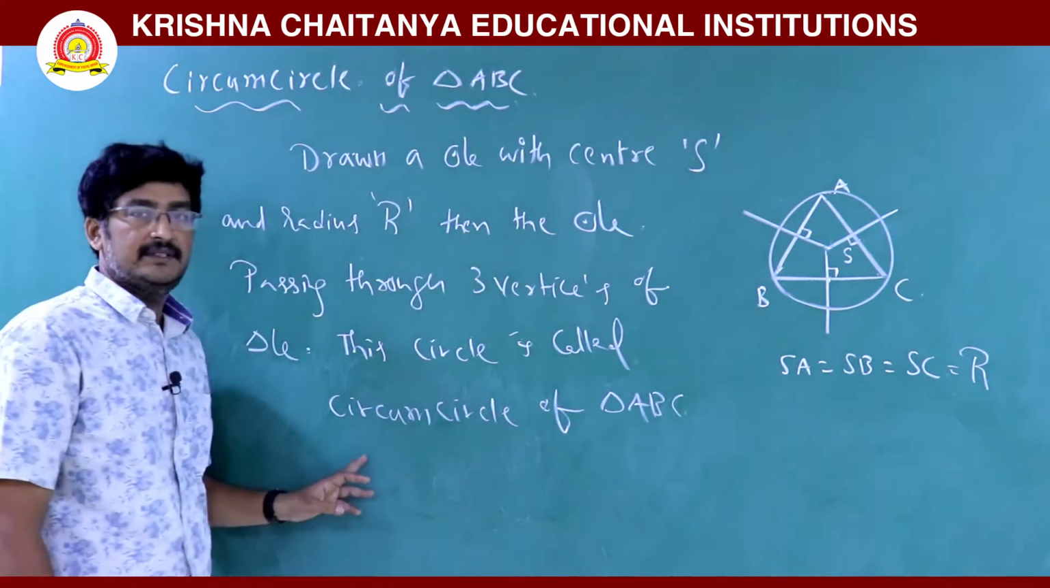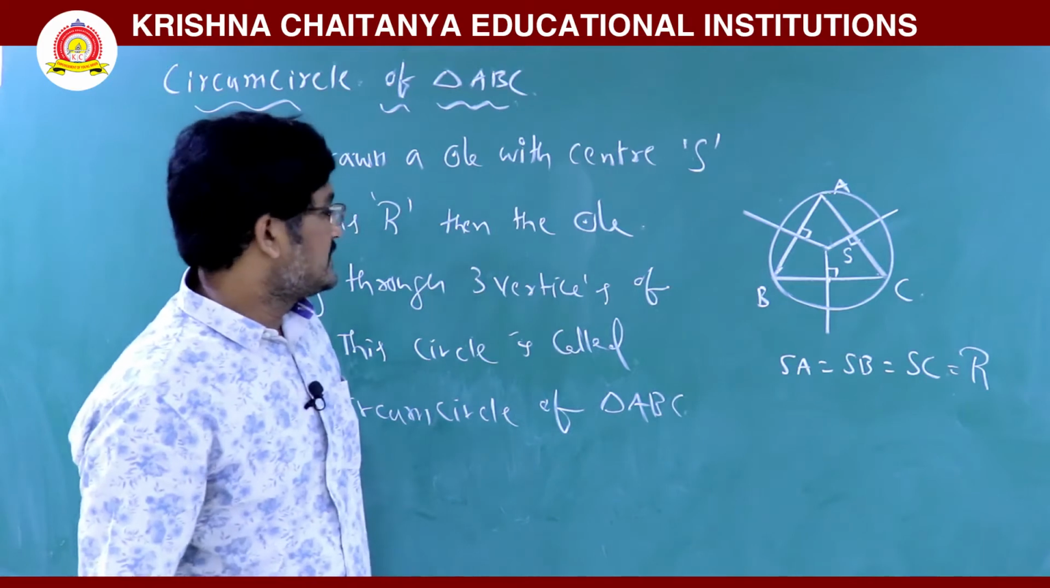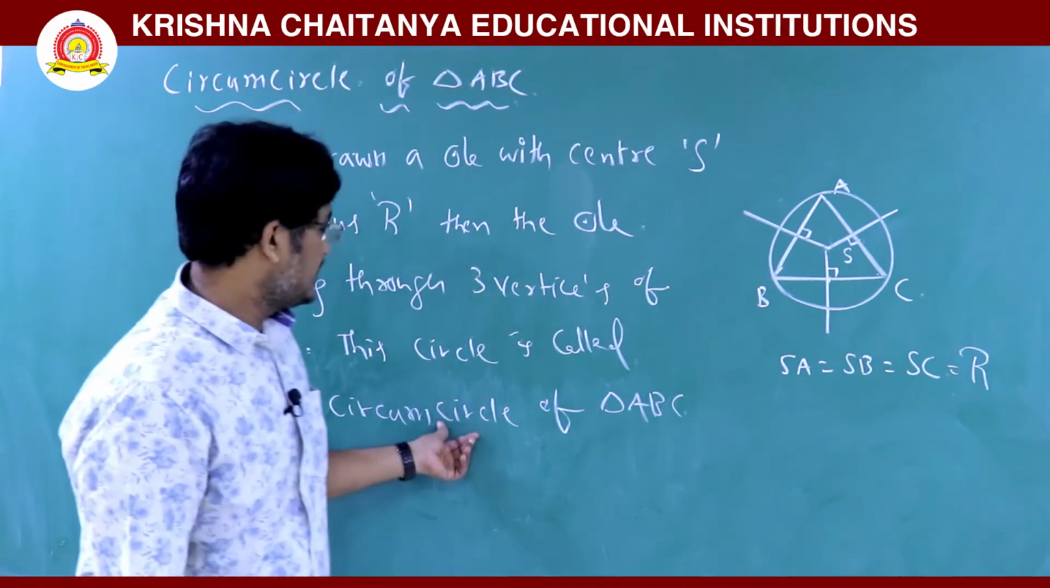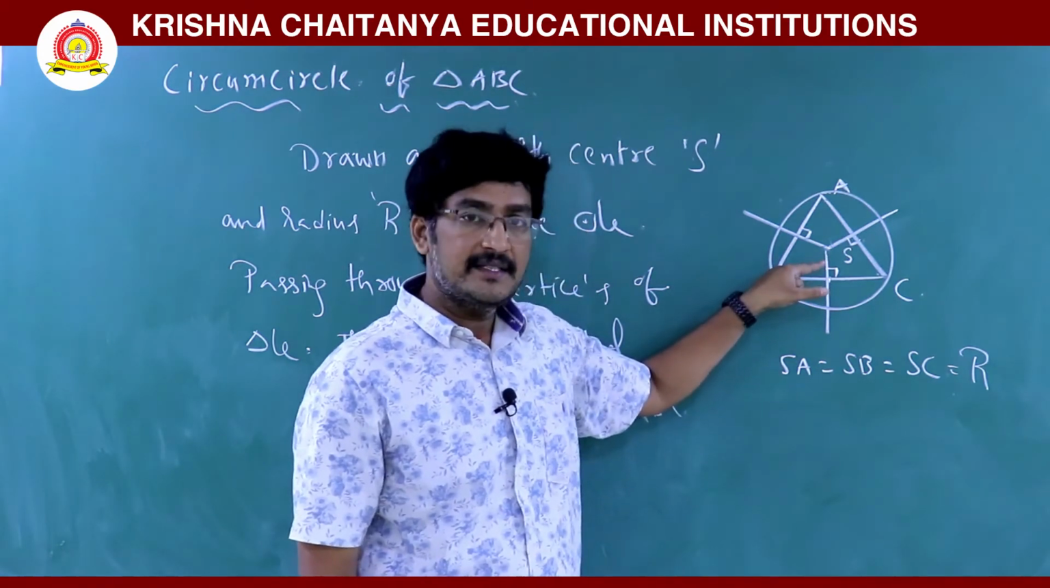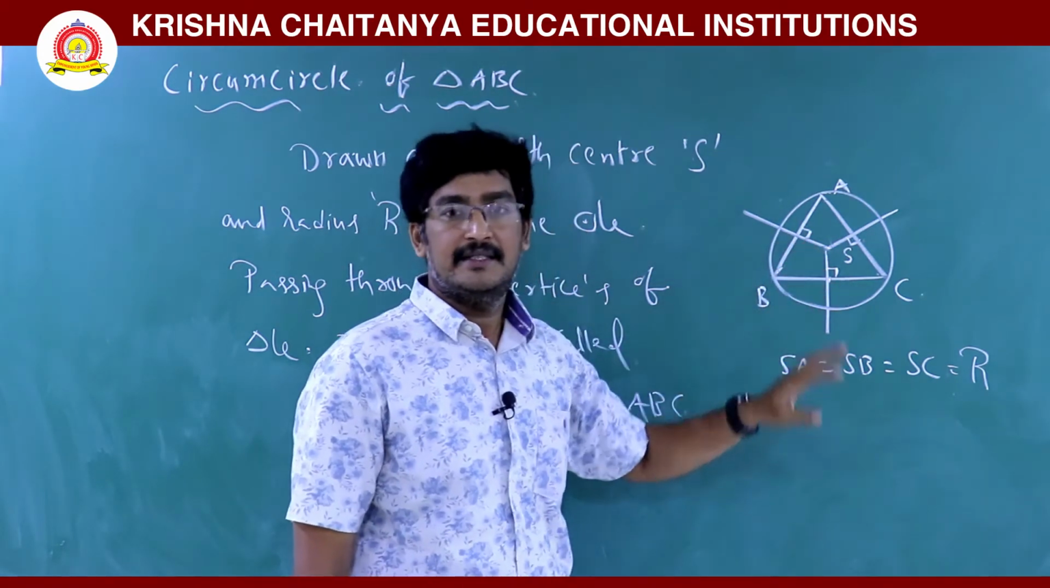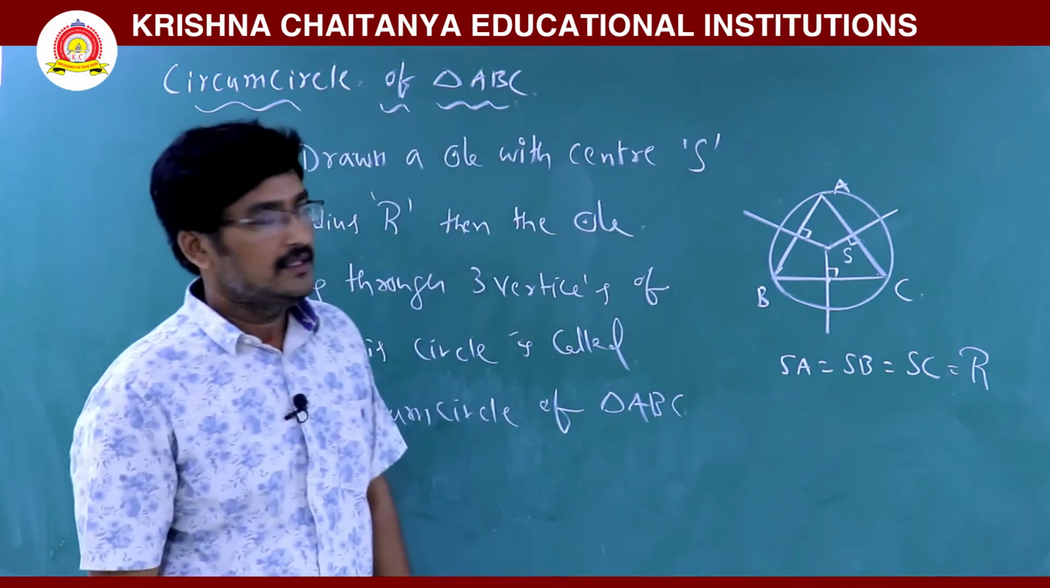You have to remember, please. Okay. Next, what is the center of the circumcircle? S. What is the radius of the circumcircle? R. That means SA or SB or SC. That is the radius of the circumcircle.